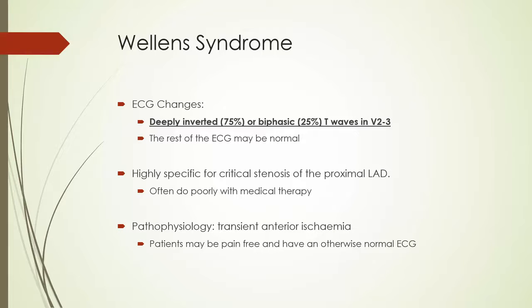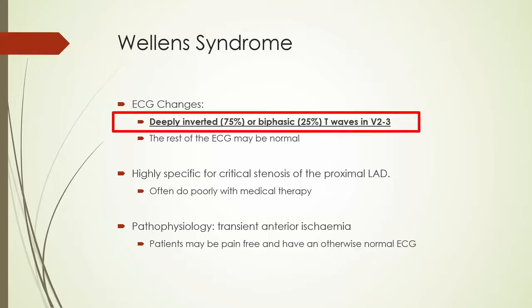The pathophysiology relates to transient anterior ischemia, and because it's transient, they may not have any chest pain by the time that you see them. The rest of the ECG might be normal, and even the troponins might be normal in these patients. So as long as you're aware of the T wave changes, then you won't miss it.